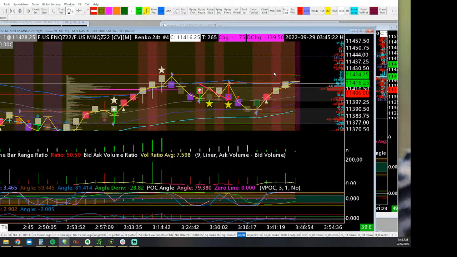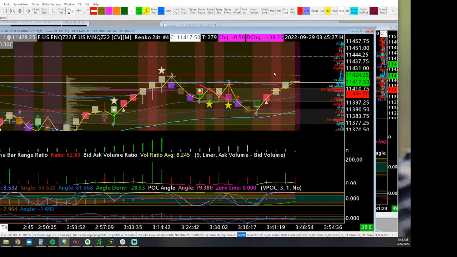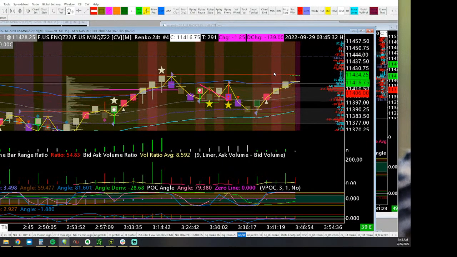But it does happen. If something works 70% of the time, it means 30% of the time it triggers and it's wrong, right? So you have to manage risk. There's going to be times where they just stop out, but thankfully, a lot more of the time it does pay.